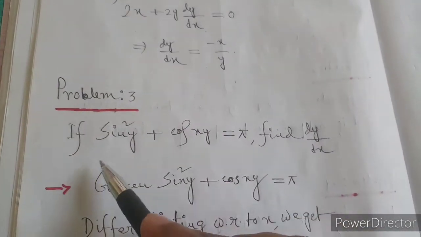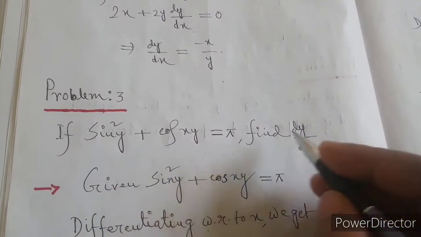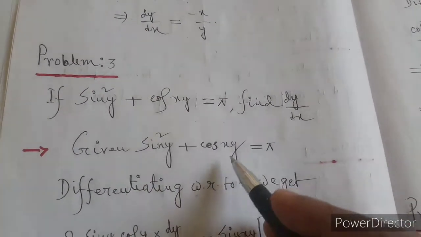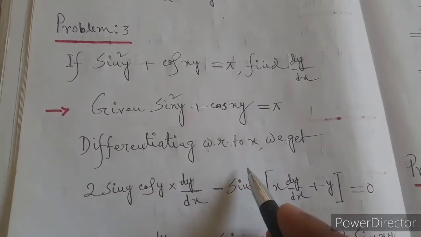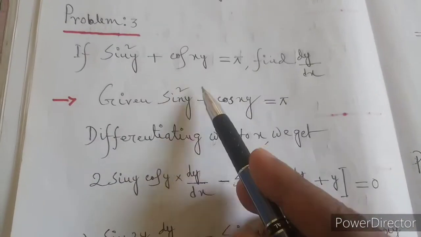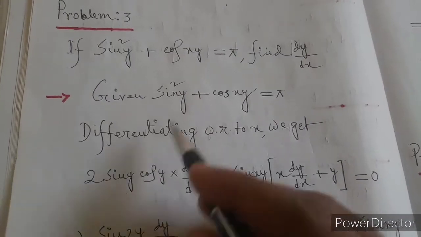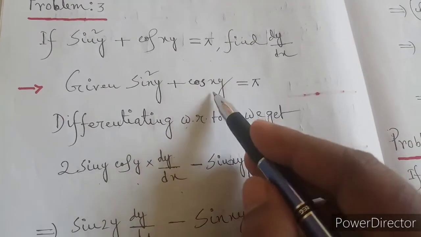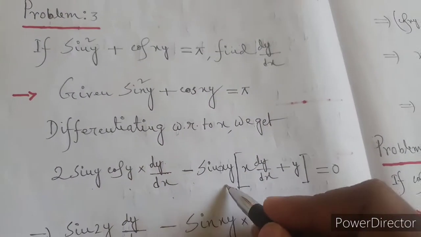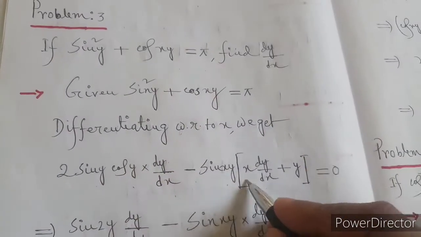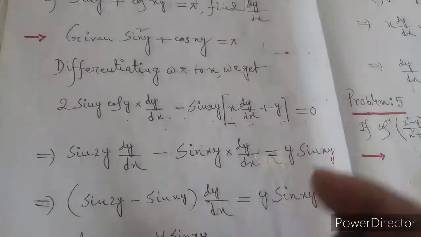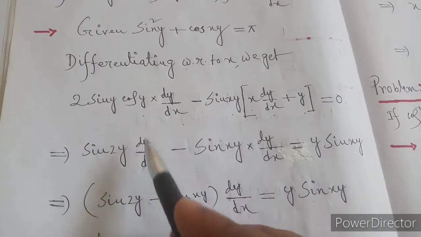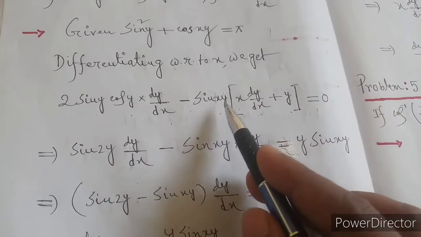Now problem number 3. If sin square y plus cos xy equals pi, find dy/dx. How to find it? Given sin square y plus cos xy equals pi, differentiating with respect to x, we get the derivative of sin square y is 2 sin y into the derivative of sin y, which is cos y, into the derivative of y, which is dy/dx. Now the derivative of cos xy is minus sin xy, and now the derivative of xy is x dy/dx plus y, equals 0. So now multiplying, this should be 2 sin y cos y, which means sin 2y dy/dx, minus this one into that one.